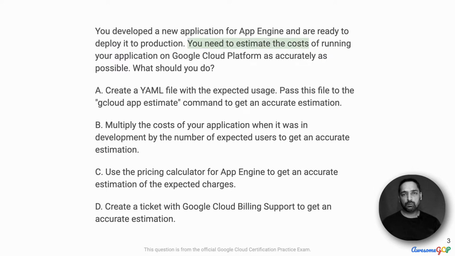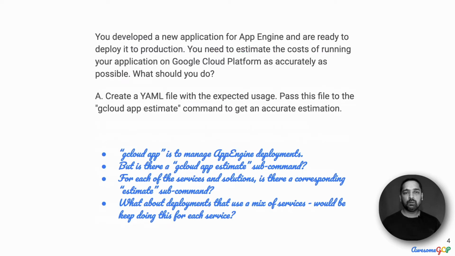In looking at the question, the key part is just to estimate the cost and to figure out how to do it in the easiest and recommended way possible. Let's look at each of the options. Option A suggests we create a YAML file with the expected usage, then pass this file to the gcloud app estimate command to get an accurate estimation.